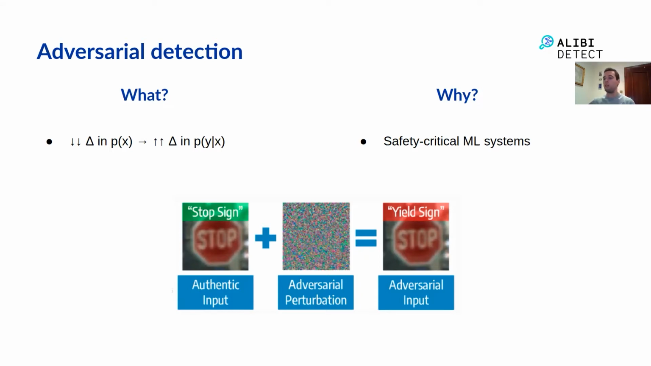And it's obviously crucial for safety critical ML systems like autonomous driving or healthcare applications to detect these kinds of adversarial instances and ideally correct them as well.